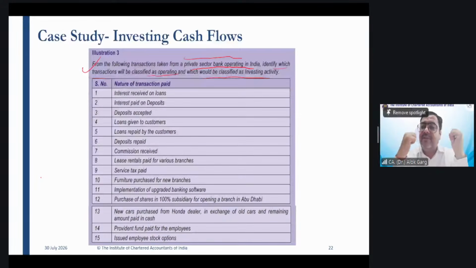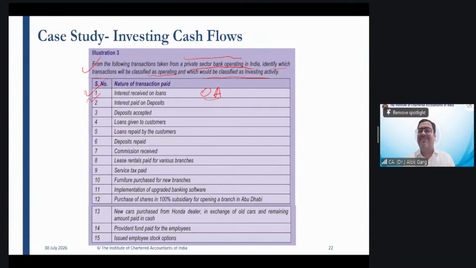Very good. Ravinder, Saminathan, Manoj, right? It is a bank. You are absolutely right. So interest received on loans, since it will be a main revenue generating activity, it will be classified as OA, operating activity. But if it would not have been the bank, if it would have been a general company, general business, then interest received is investing activity. Since it is a bank, it is operating activity.